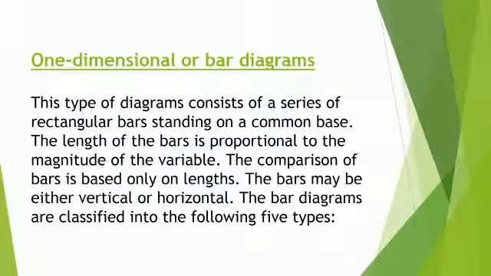First one is the one-dimensional or bar diagram. In such diagrams, only one dimensional measurement is followed, that is, height is used and the width is not considered. These diagrams are in the form of bars. The term bar means a thick wide line. These are rectangular bars standing on a common base. The length of the bars is proportional to the magnitude of the variable. The bars may be either vertical or horizontal.